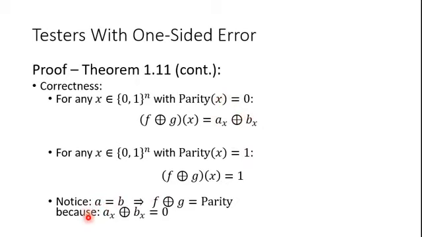So very simple, a(x) XOR b(x) in the case where a equals b is always 0, because again, either this is 1 and this is 1, or this is 0 and this is 0, because they are equal, and so we always get 0 in this case. So parity x equals 0 gives us 0, parity x equals 1 gives us 1, and so we are indeed getting the parity function in the case where they are equal.